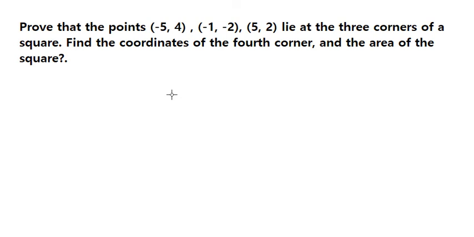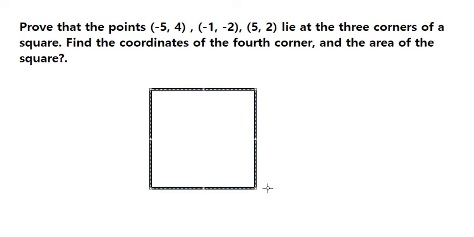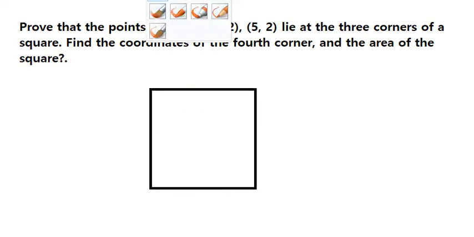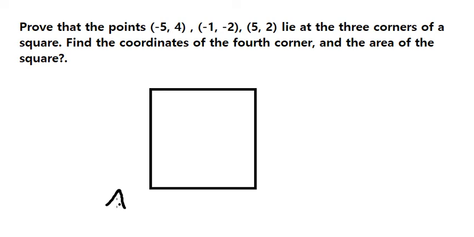Hello everybody. So today I want to talk about geometry and the vectors. So now I want to show you how to answer. We have the square in here. Let's say I will put point A. That is about negative 5, 4. Point B. That is about negative 1, negative 2.